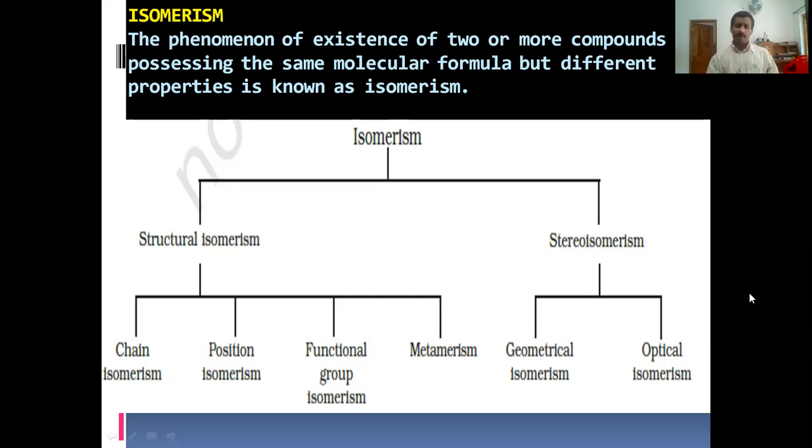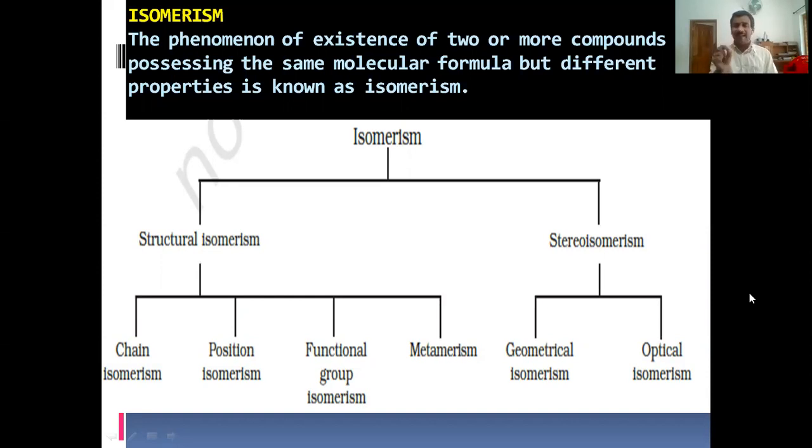Isomerism is a phenomenon in which there are molecules with the same molecular formula but different properties. In organic compounds, we can identify molecules with the same molecular formula, but they possess different properties. It may be due to the difference in the arrangement of groups or atoms within the molecule, or it may be due to the difference in the spatial arrangement of atoms or groups.